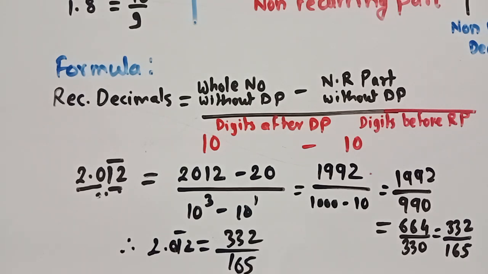I hope you all have understood this topic to convert recurring decimals into fractions. Thank you everyone.